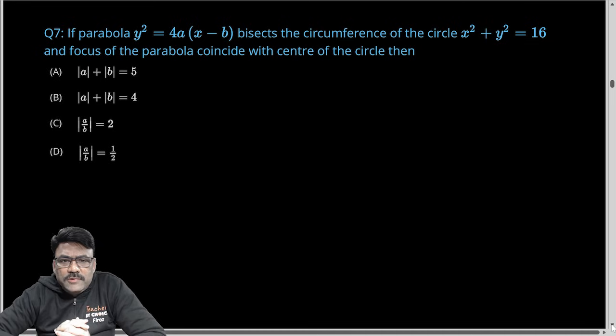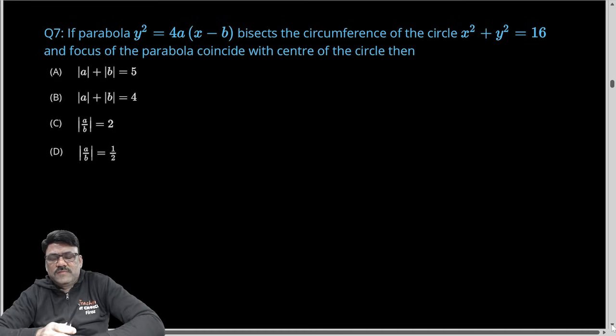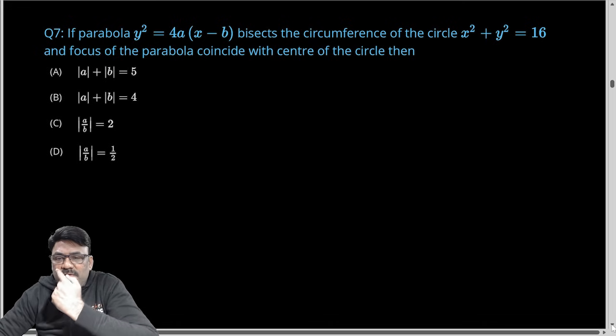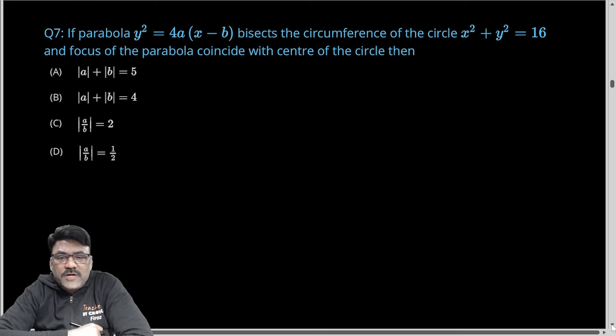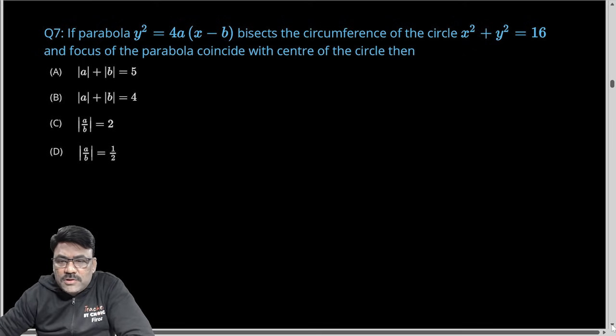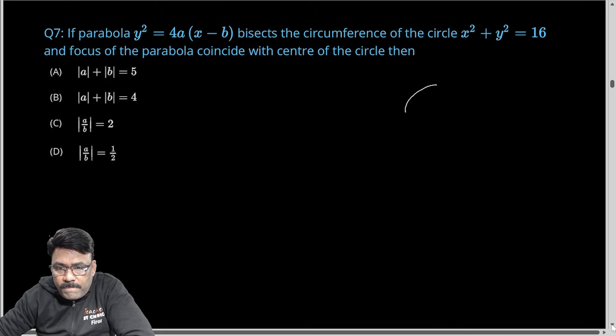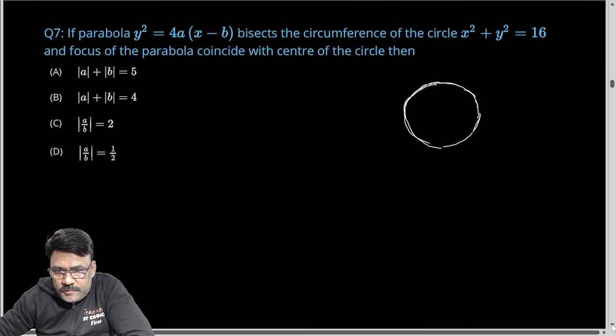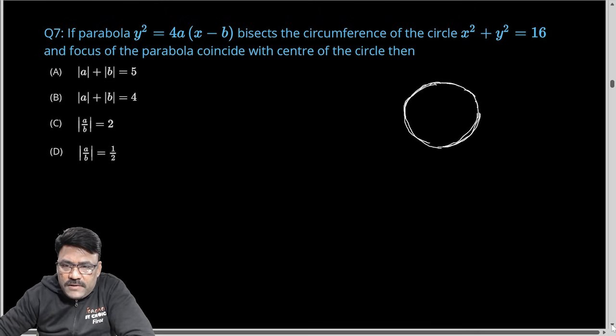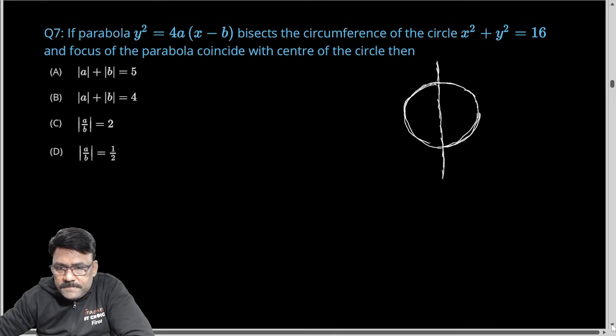So you can say that both parabola and circle are symmetric about x-axis. Now they are saying that this parabola bisects the circumference of the circle, and the focus of the parabola is at the center of the circle. So let me draw the circle first. Let's say this is your circle. Suppose this is a circle, and this circle has center at origin, and radius of the circle is 4 here.